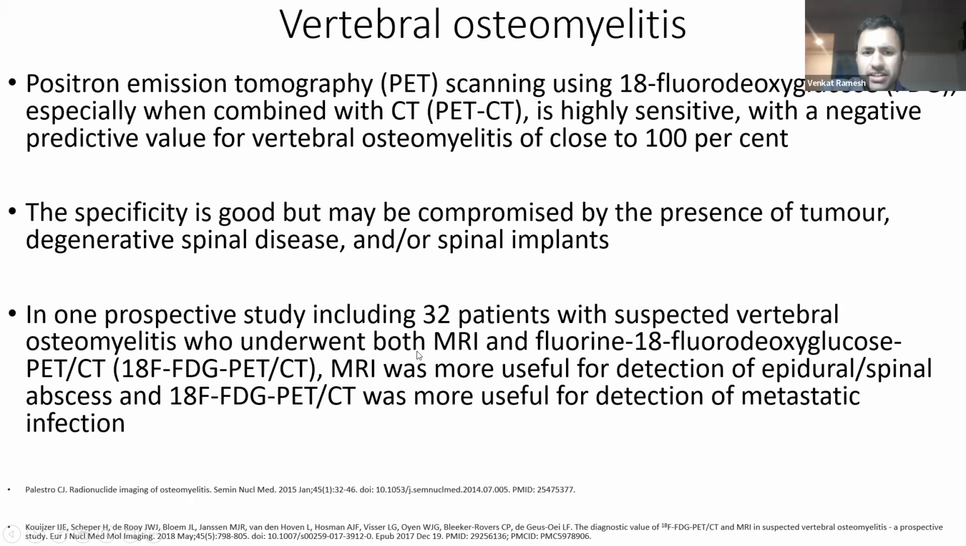In one prospective study, including 32 patients with suspected vertebral osteomyelitis who underwent both MRI and 18 FDG PET, MRI was more useful for the diagnosis of abscesses, epidural or spinal, whereas whole body PET was more useful for the detection of metastatic infection. So it's understandable. Your soft tissue delineation and imaging is better with MRI, and therefore for an epidural or spinal abscess MRI scores over 18 FDG PET. But for metastatic infection, again, FDG PET would be the answer.